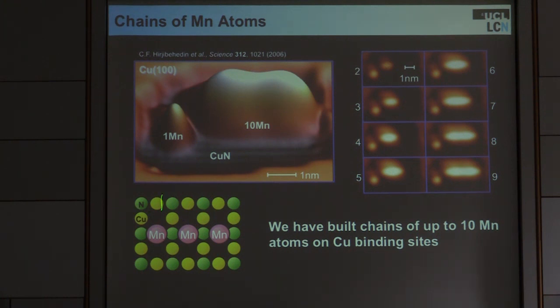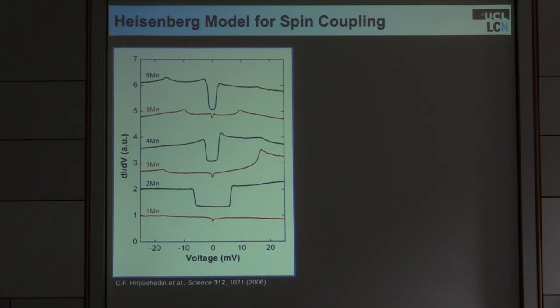And the nice thing is that each of these guys is a single manganese atom sitting on a copper site with two neighboring nitrogen sites, with another manganese atom on a copper site next to it with a nitrogen site. So this is an atomically precise chain of 10 magnetic atoms built one atom at a time. And what's doubly nice about this is that not only can you build these, but you can do spectroscopy on it as you build it. So here now you see the spectrum of this chain for 1, 2, 3, all the way up to 6. And what you can see is that each spectrum is different. So just adding one more spin onto this thing completely changes the excitation spectrum.